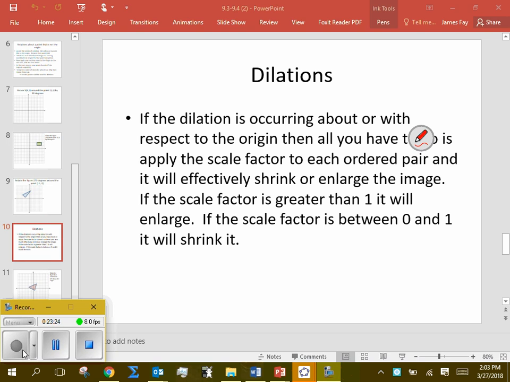Dilation. If the dilation is occurring with respect to the origin, then this stuff is pretty easy. What's it mean for something to dilate? Get smaller or bigger. Can they either dilate? Yes. Your pupils dilate, right? They do that to capture more light or less light depending on the conditions that you're in, depending on where you're at, whether it's night or day.